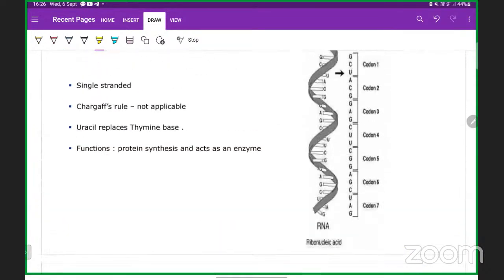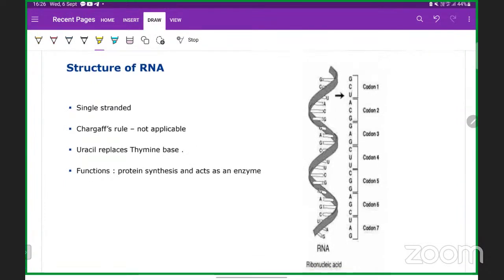Then you have another structure called RNA. DNA is a double-stranded helical structure, whereas RNA is a single-stranded helical structure. You have one rule called the Chargaff rule. This Chargaff rule is applicable only for your DNA. It is not applicable for your RNA. What are those Chargaff rules? I will discuss it later, one by one.